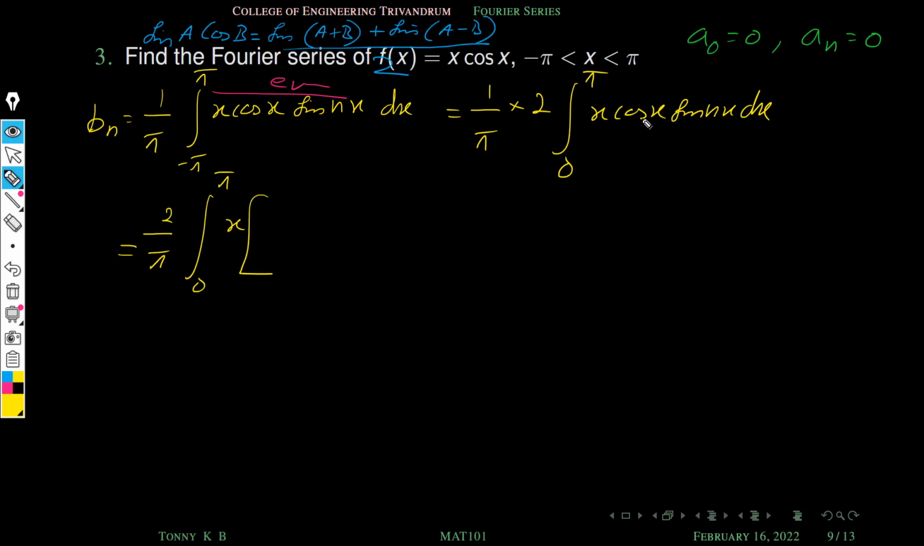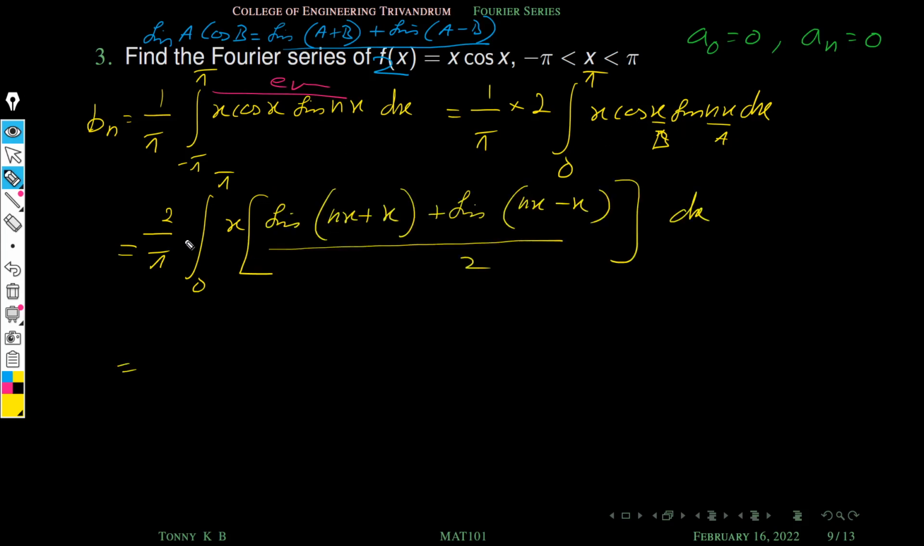Next we are going to expand this cos x into sin nx using this formula: sin a cos b is equal to sin(a plus b) plus sin(a minus b), whole divided by 2. Here our a is nx and b is x. So this expression becomes 2 by pi integral 0 to pi x into sin(a plus b) plus sin(nx minus x), by 2. Here this 2 is a constant, you can take it outside and cancel it.